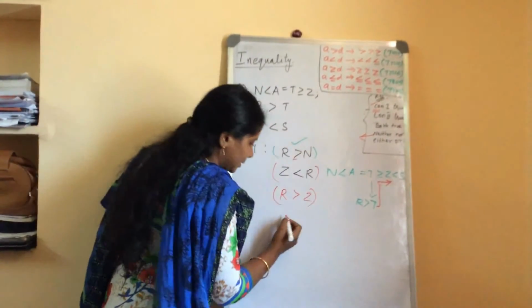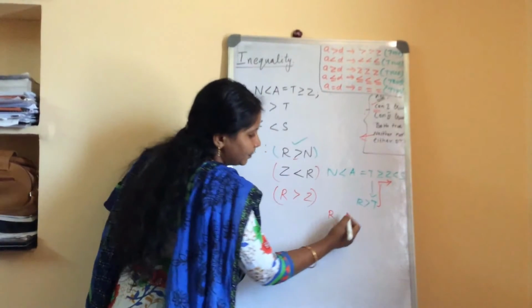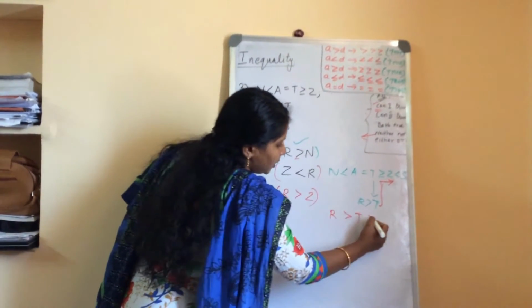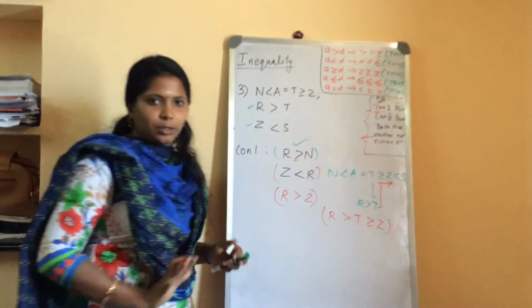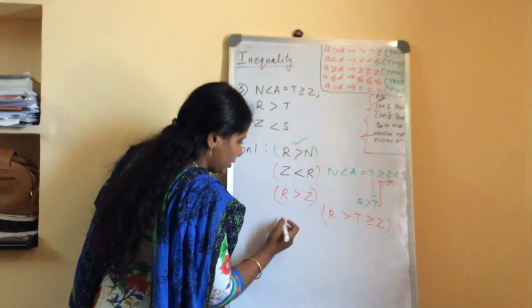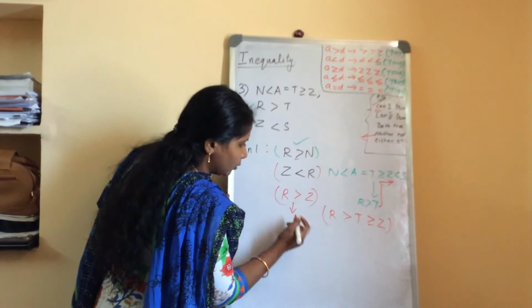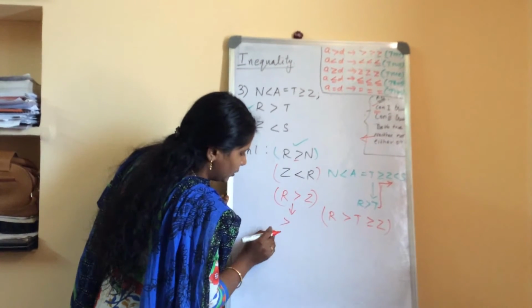Okay, we'll write the statement how it should go. R greater than T, greater than or equal to Z. Okay, this is the statement for this particular conclusion. We'll see for this particular conclusion, from the statement, the symbols we are going to write.